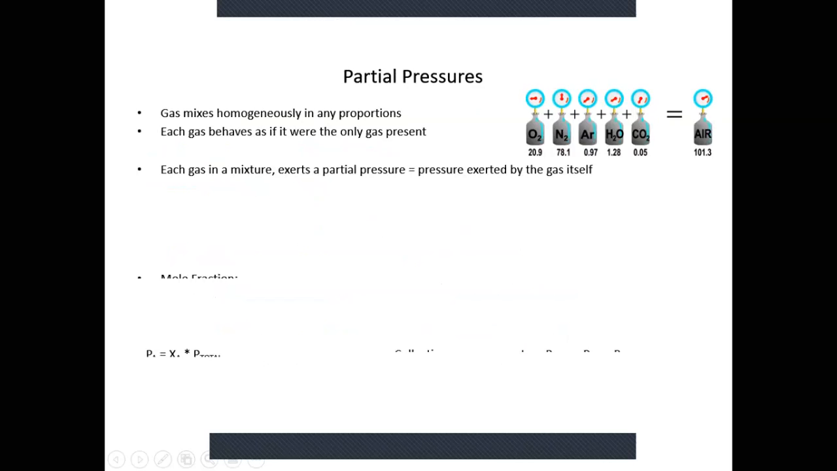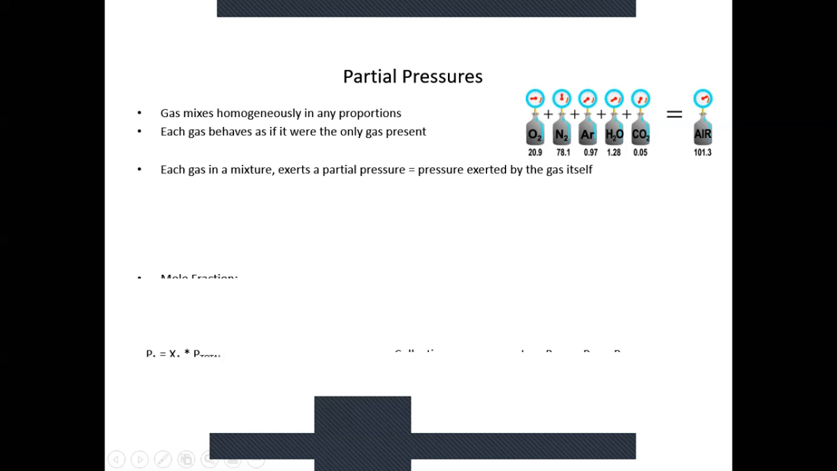Next, we're going to talk about another law involving gases, which is Dalton's law. With mixtures of gases, as we said earlier in this chapter, gases mix homogeneously, meaning they form solutions. So you can't determine where the individual components are, and each gas behaves as if it were the only gas present. So if you know the pressure of each gas in your mixture, you can determine the pressure of the mixture of gases.